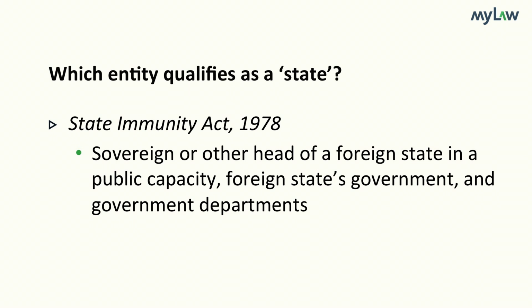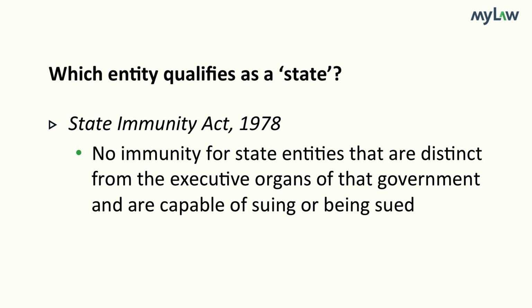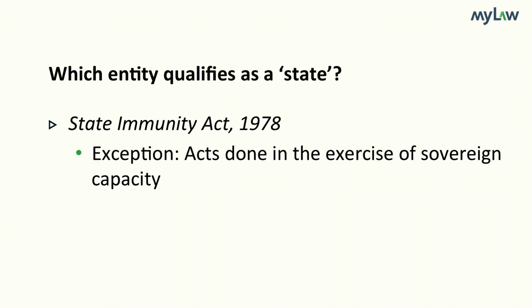For example, the UK State Immunity Act 1978 refers to the term foreign state to include sovereign or other heads of a foreign state in his public capacity, its government and government departments. It does not confer state status on an entity of a foreign state which is distinct from the executive organs of that government and is capable of suing or being sued on its own. However, it extends immunity to such an entity for acts done by it in exercise of sovereign capacity. Most other common law countries also define state in a similar manner.